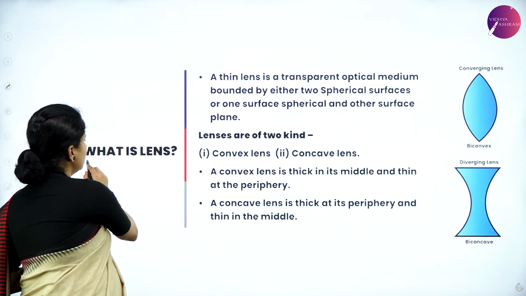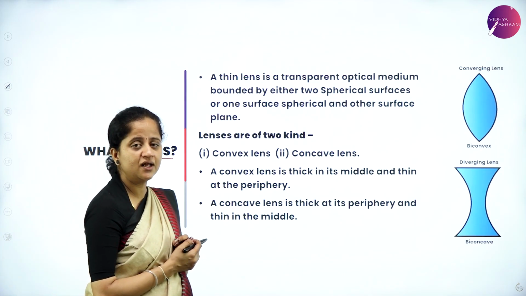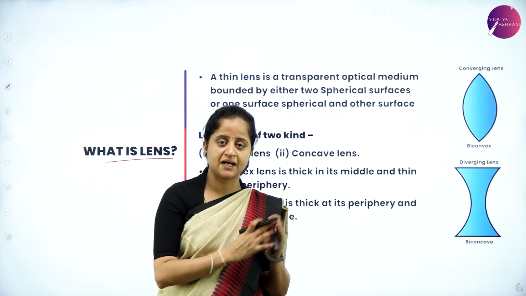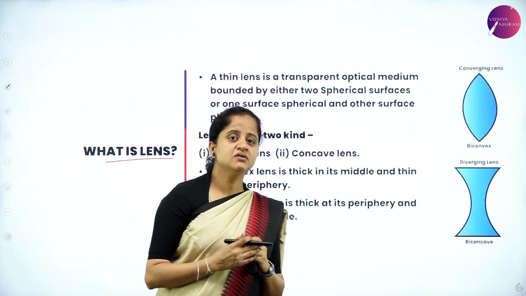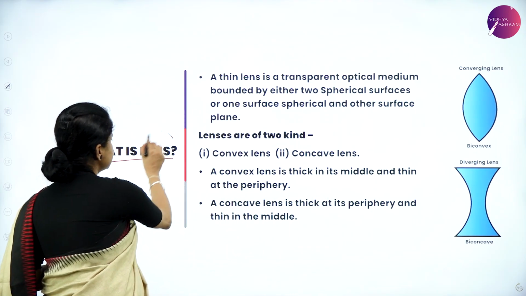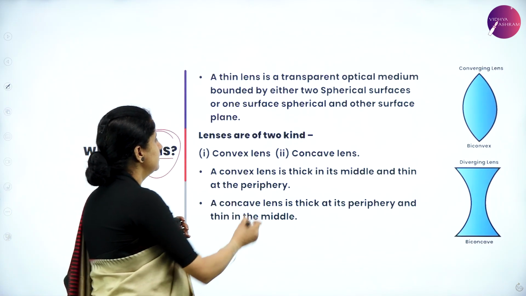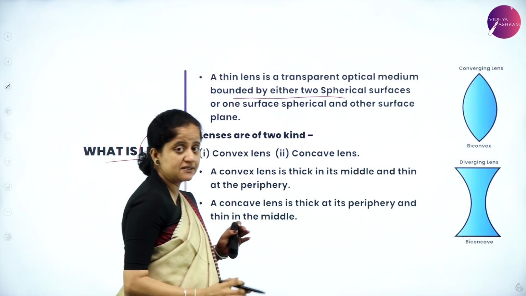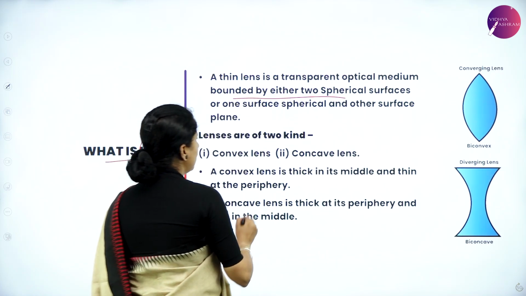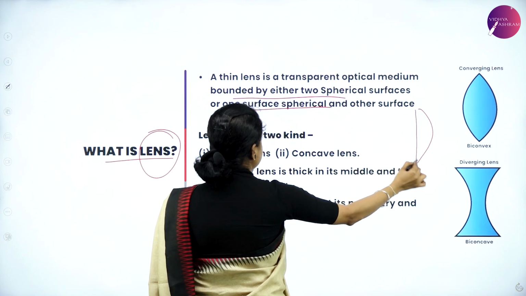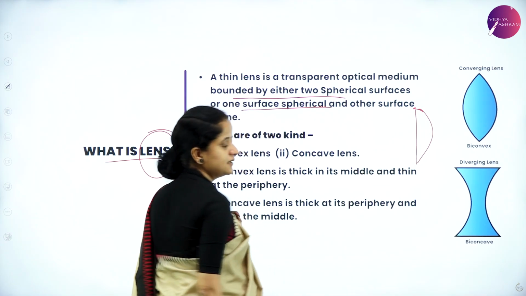So next we shall move on to the other concept called lens. We have already studied about the mirrors in this chapter. Now we are moving forward to study about lens. So what is a lens? A lens is basically an optical medium which is bounded by either two spherical surfaces like this, or one surface spherical, the other surface plane. So we'll call it as lens.